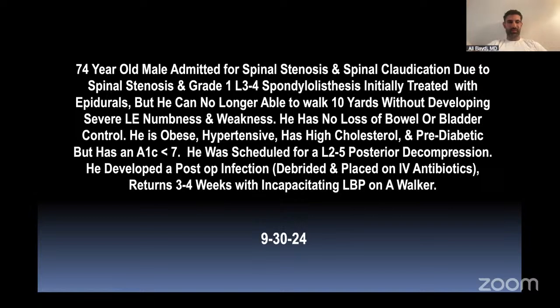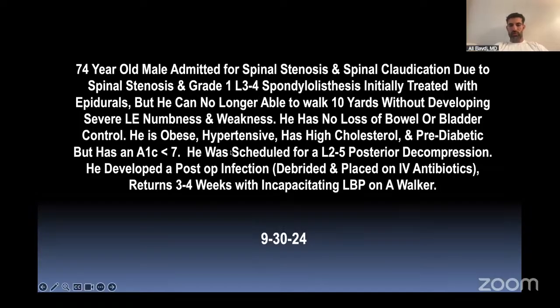All right. My first case is a 74-year-old male. He was admitted for spinal stenosis and claudication. He has a grade 1 spondy at L3/4. He was initially treated with epidurals. He was unable to walk 10 yards without developing numbness or weakness. No loss of bowel or bladder control. He's obese, hypertensive, has high cholesterol, and is pre-diabetic, but his A1C is under 7.